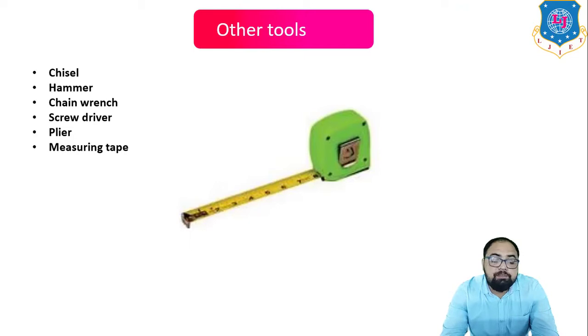The next one is the measuring tape. A measuring tape is used for measuring the length of an item. We all know the working of this measuring tape. The measuring tape is manufactured in various materials like steel, cloth, PVC, and the length range available is 1 meter, 2 meter, 3 meter, 5 meter, 10 meter, 15 meter, etc.